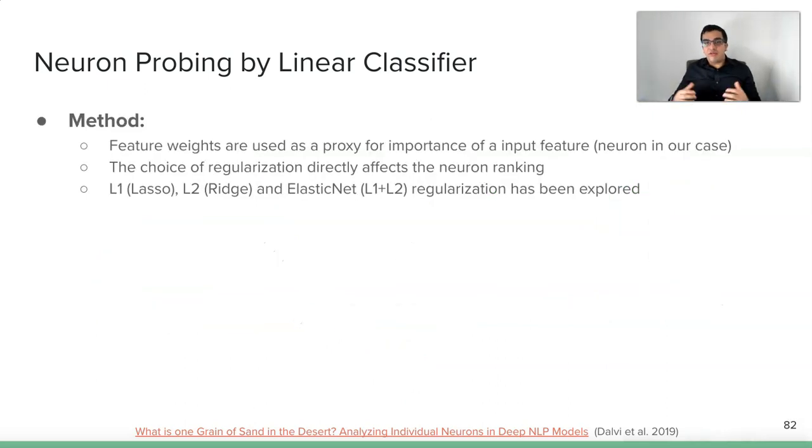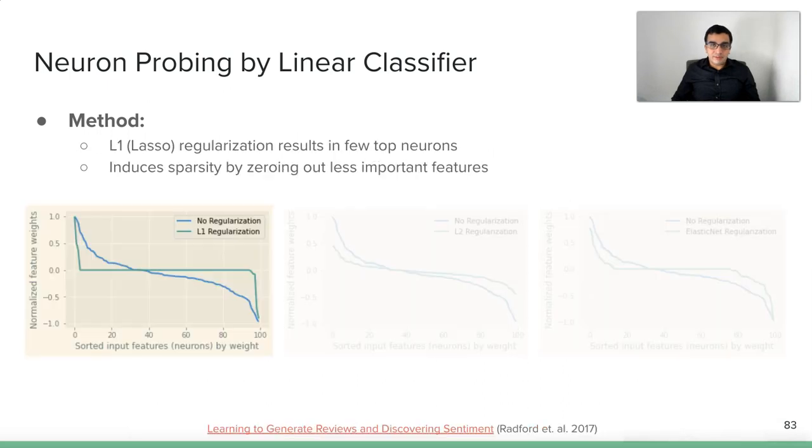So looking at this more formally, the feature weights here are being used as a proxy for the importance of a neuron. So in this case, the choice of regularization used for the linear classifier while training the model directly affects the weights and therefore directly affects the final neuron ranking. Several regularization settings have been explored by various authors, and we will take a look into some of them now.